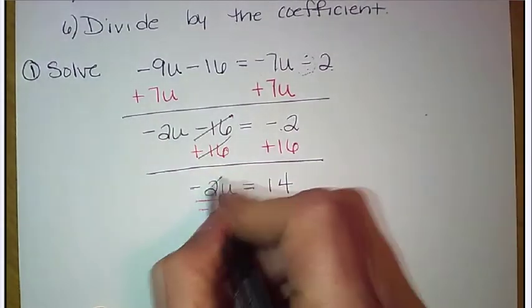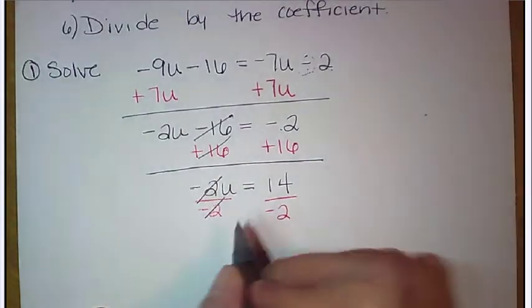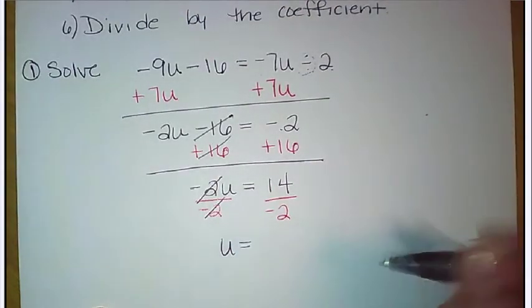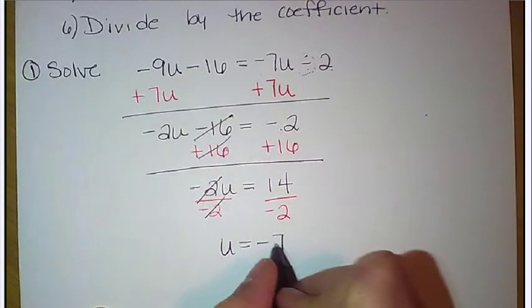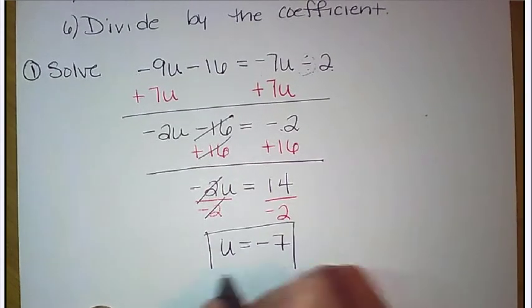Again, my 2's are canceling in front of my u. So u equals, and then 14 divided by a negative 2 would be negative 7. And this would be my answer.